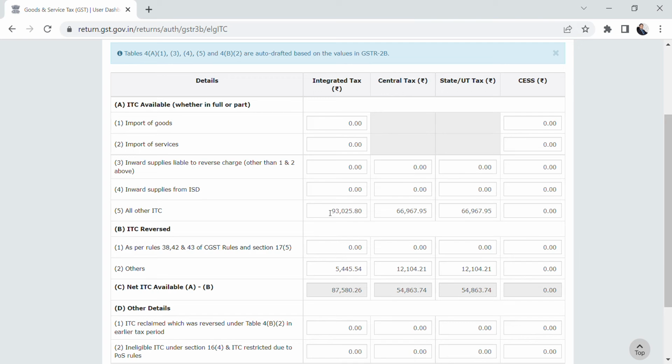Now moving to second part, others. You can see on my screen some amounts are coming here. They are on account of, for example, payment is not made within 180 days, or the actual goods have not been received in that particular month in which the invoice has actually been issued.